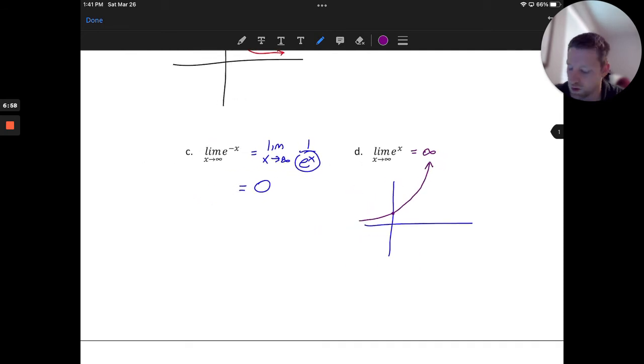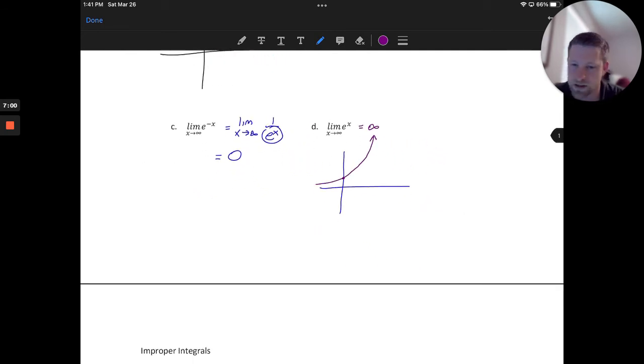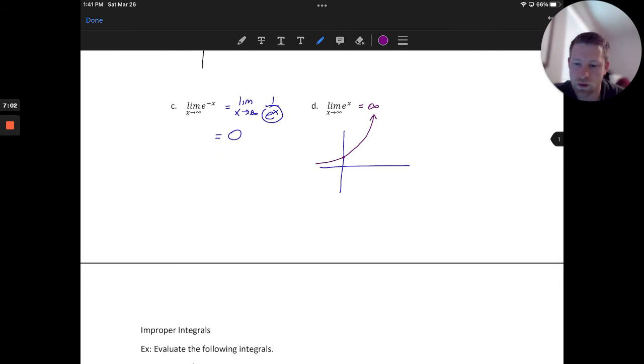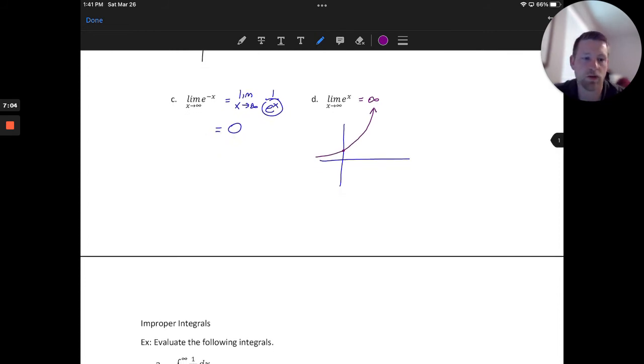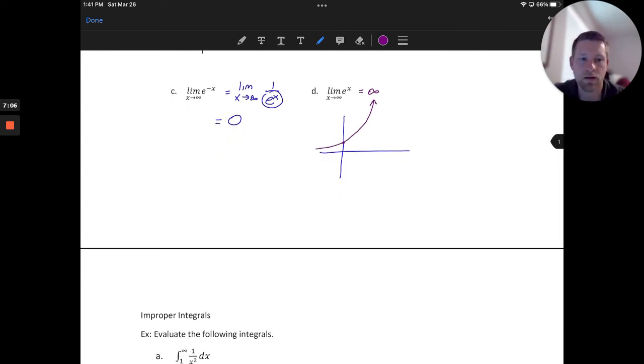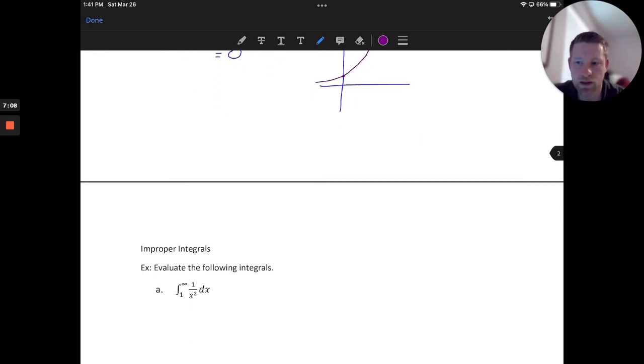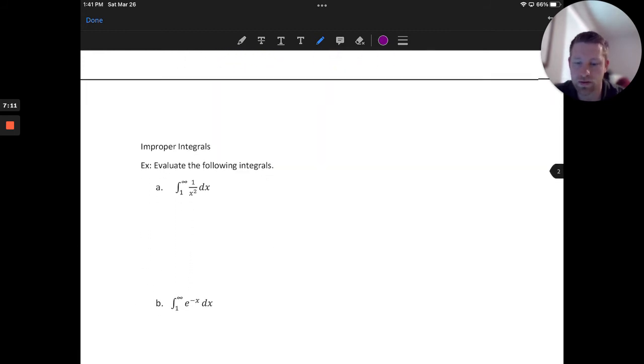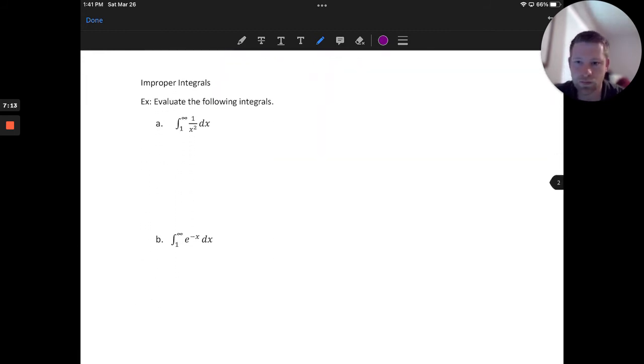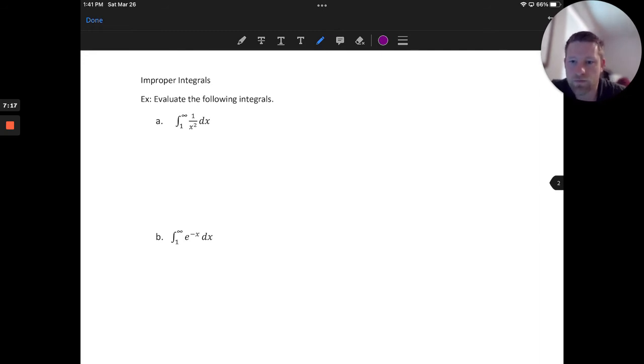So those are just some reminders of our limits at infinity. Those will be useful for when we jump into these improper integrals. So let's look at a few of the examples here, and then we'll save a few for the second part of this video. So we want to evaluate the following improper integrals. And so let's go ahead and jump into letter A.